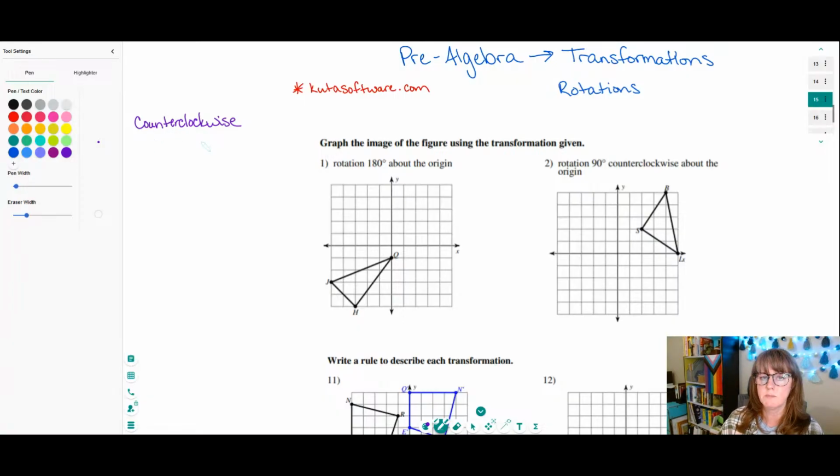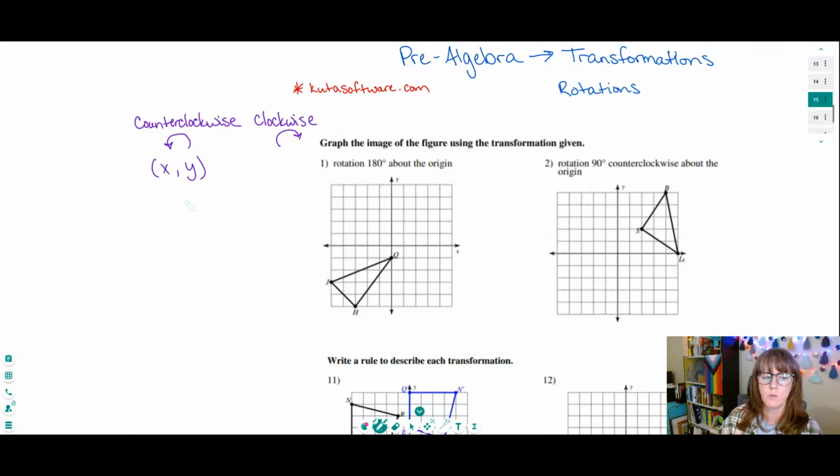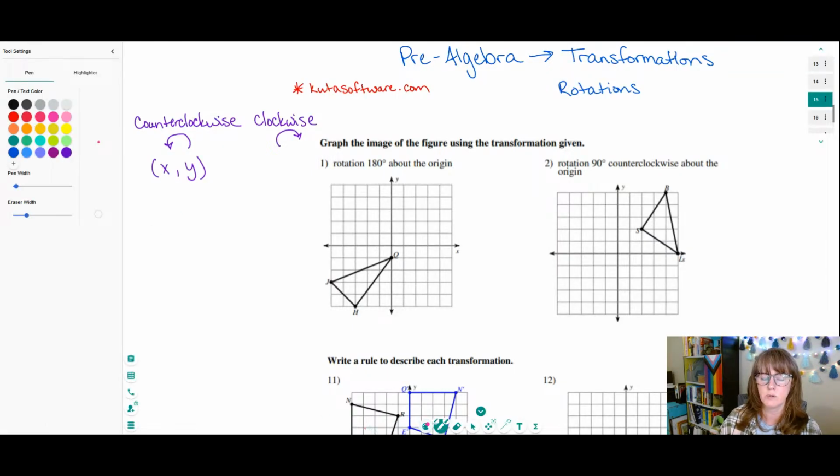So we've got 2 different types of rotations. We can either go counterclockwise, which is going around to the left, or we can go clockwise, which is going to the right, around and to the right. So let's start with counterclockwise. Our normal coordinate is an XY coordinate. What I'm going to show you is how to determine what those coordinates are when you are being asked to rotate counterclockwise or clockwise, and then a certain number of degrees.